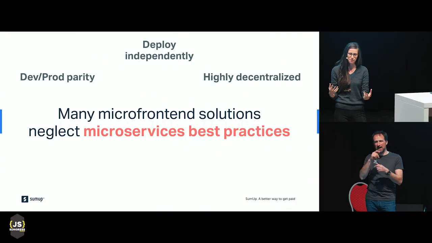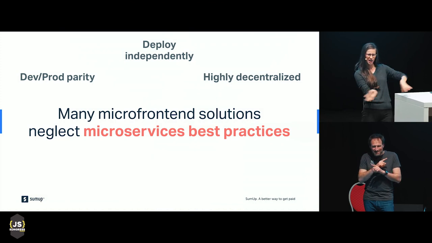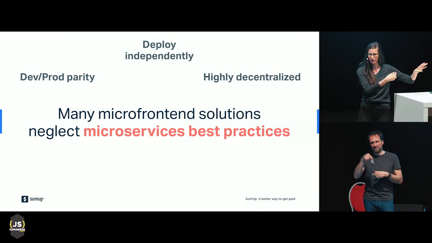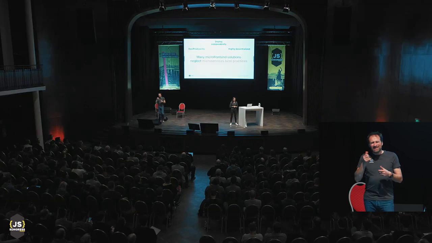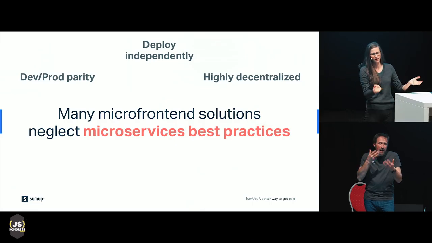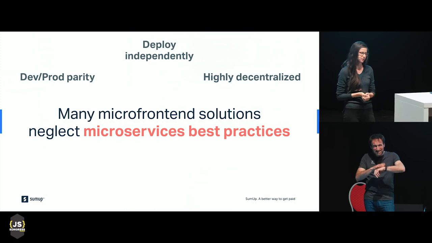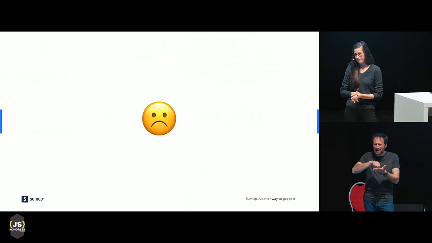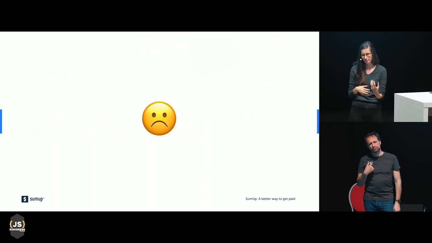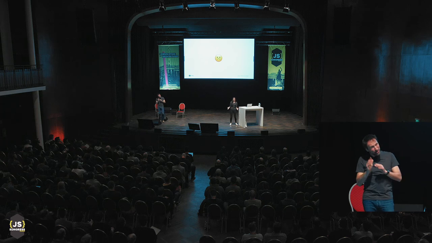For example, development and production parity. So many of these options just say, I develop my thing, I'll see how it looks once I deploy it. I don't really have a reasonable way to run it on my local machine. And deploying independently, maybe they're in different packages, but they're going to get together at build time. And we still tend to centralize a lot of these things. So this made me sad, because my boss asked me, Monica, can't we have microservices for the front end? And I said, I'll try.